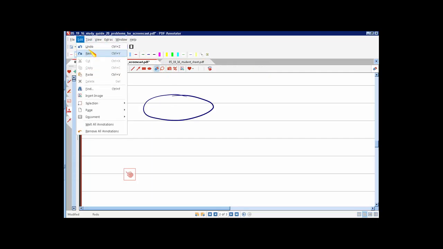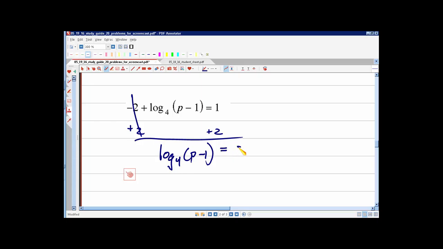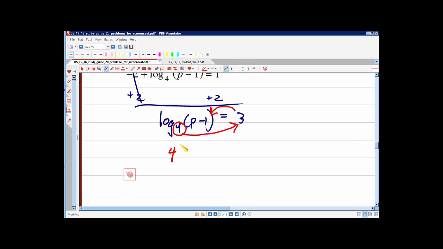Okay, so looking at this one, first I need to get the log all by itself on the left side of the equation. And now I rewrite the equation in exponential form, which means 4 to the third power is equal to p minus 1. So literally that becomes the equation I solve.